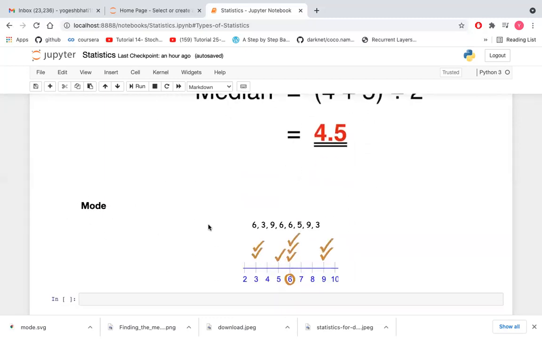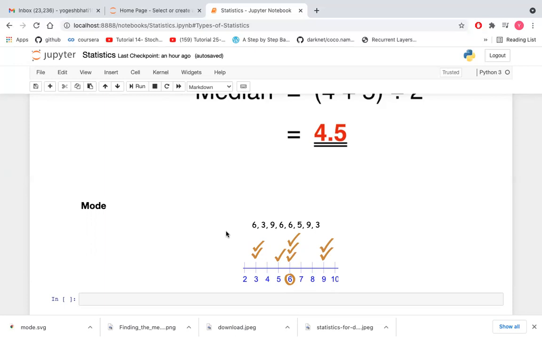Mode means the number whose frequency is highest in the data. So how do we calculate it? The number with the highest frequency will be the mode. Here, 6 appears 3 times, 5 appears 1 time, 4 appears 2 times, and 9 appears 2 times. So what will be the mode? Because the frequency of 6 is highest, the mode will be 6. That's how we calculate the mode. Mode is also a central tendency to find the number with the highest frequency in our data.